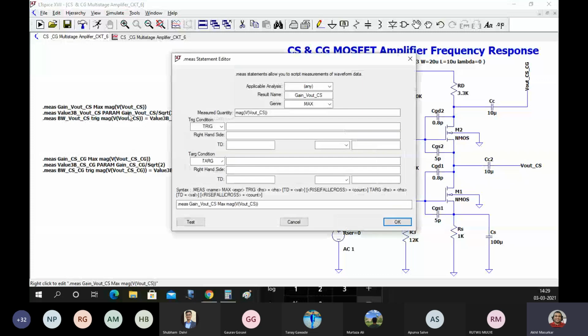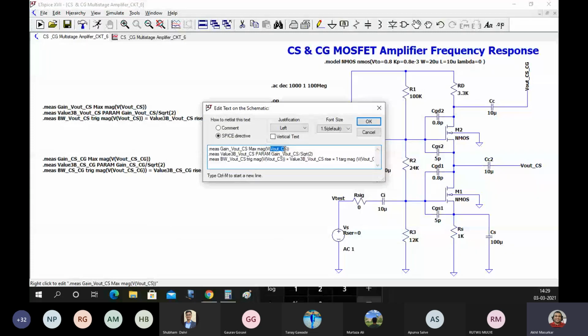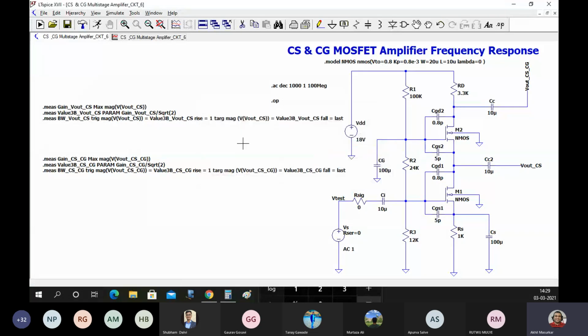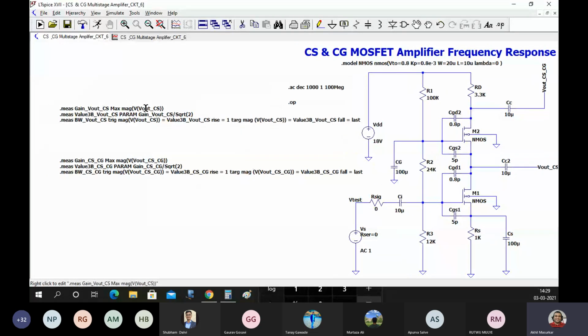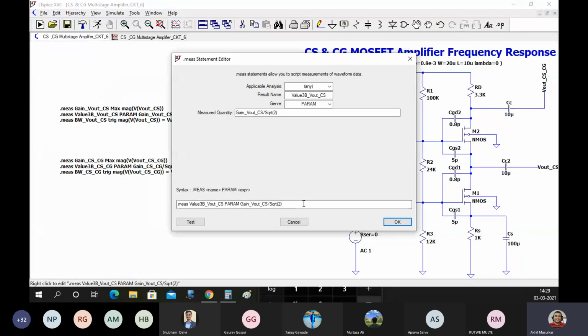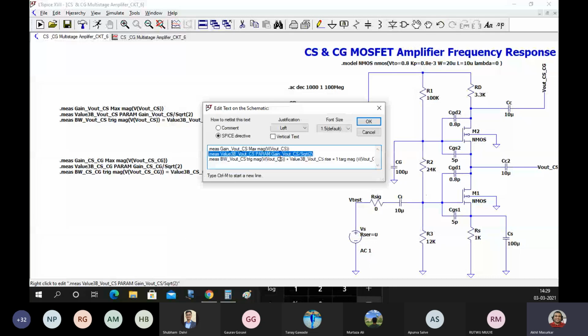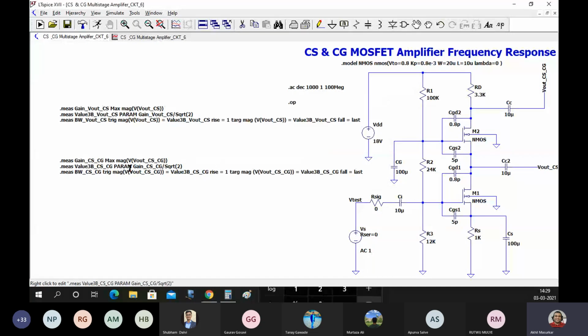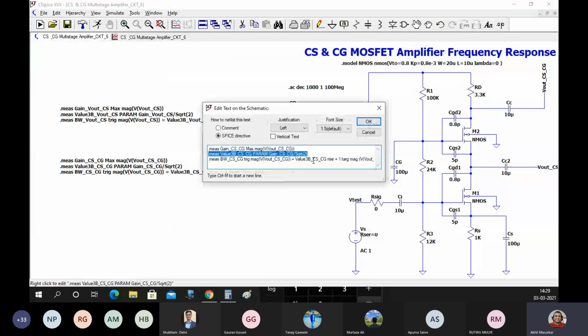V out underscore CS. So if you want, I will just put this in your chat box. This is the first dot measure command, and this is going to be the second dot measure command. So one is to calculate for CS, the other one is to calculate for CS underscore CG. So there are two.